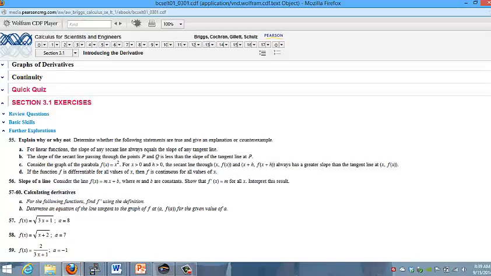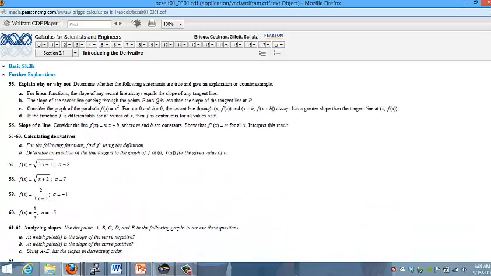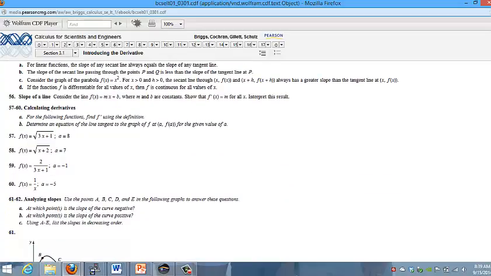So let's see. Calculating derivatives. For the following functions, find f prime using the definition, then determine an equation of the line tangent to the graph of f at a, f of a, for the given value of a. You know, maybe I should start talking test right now. This is a fair test question. It's from section 1 of chapter 3. And a couple things to say about it. They give me a function. f of x is 2 over 3x plus 1.